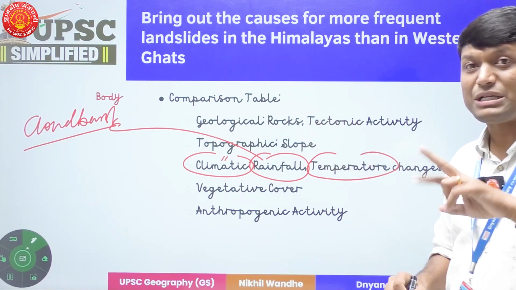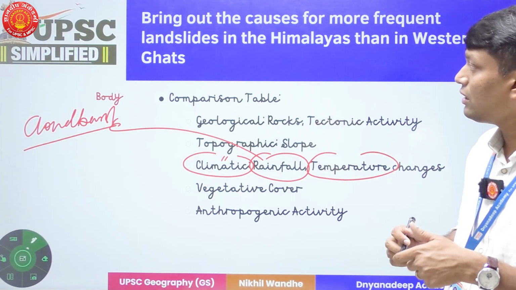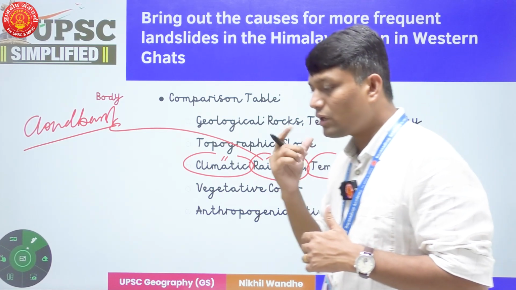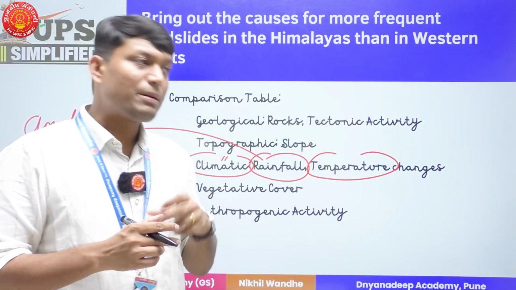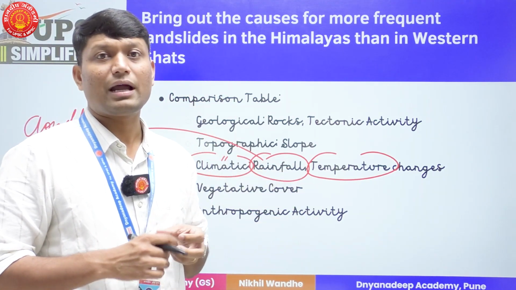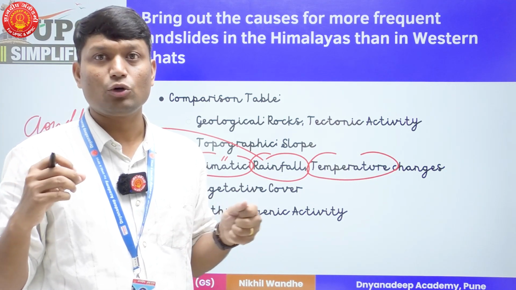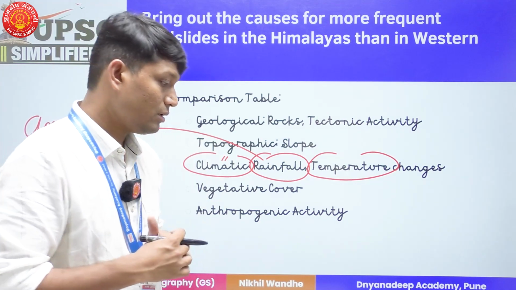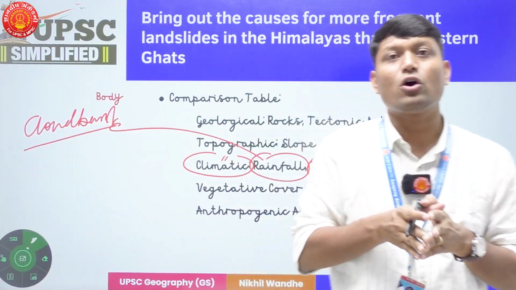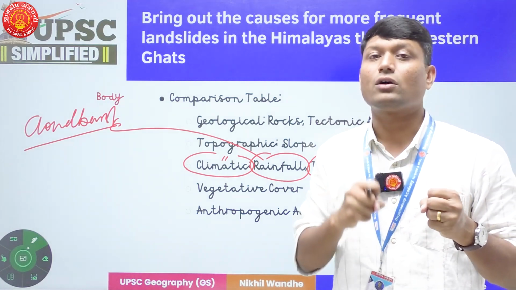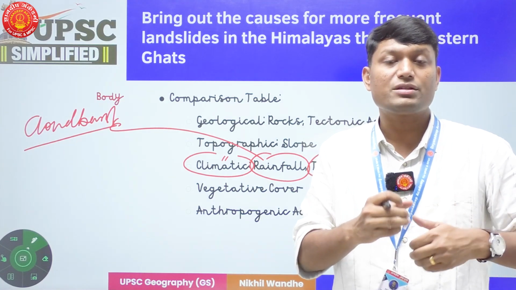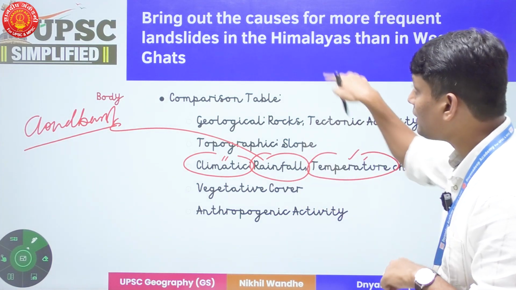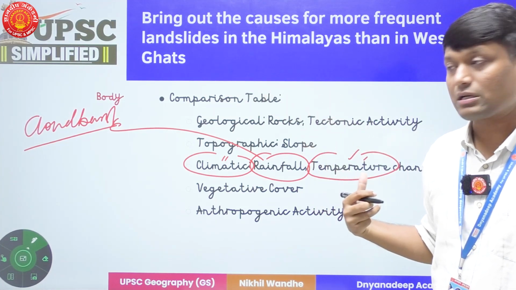Let's go for temperature. Temperature changes. The diurnal range of temperature is very high in the regions of Himalaya, and the seasonal or annual range of temperature is also very high. So temperature will go on a lower side and then on a higher side, and there will be frozen conditions also. When water freezes in the crevices of rocks, it results in breakage of rocks. It weakens the rock and will result in landslides and rock falls. Fine. So that is something which typically happens in the regions of Himalaya, but not in Western Ghats.